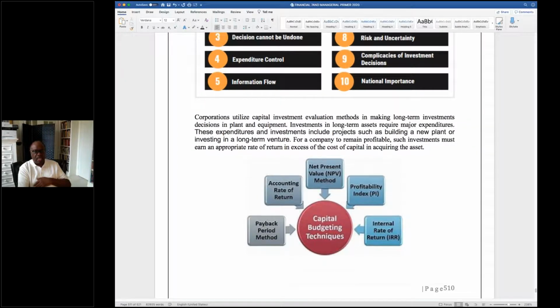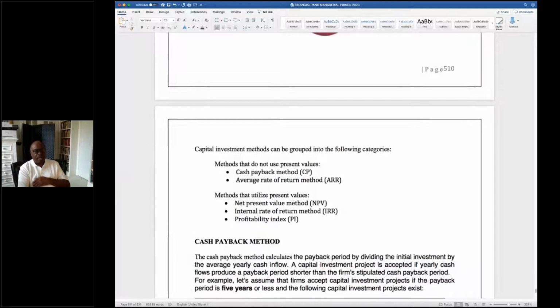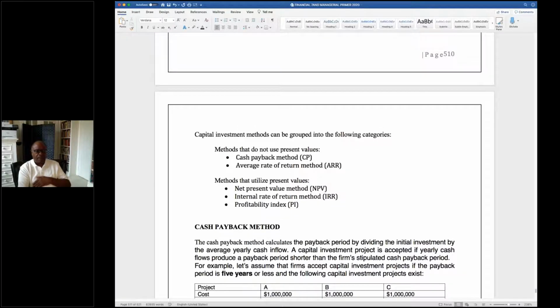make the investment. The key thing you need to know is that the cash payback method and average rate of return do not use present values. They do not, and so they're not the methods of choice now. In the last century, before a lot of focus on present values, people just worked with this. They simply did it. But now you have to make your decisions, most times, based on one of these net present values.